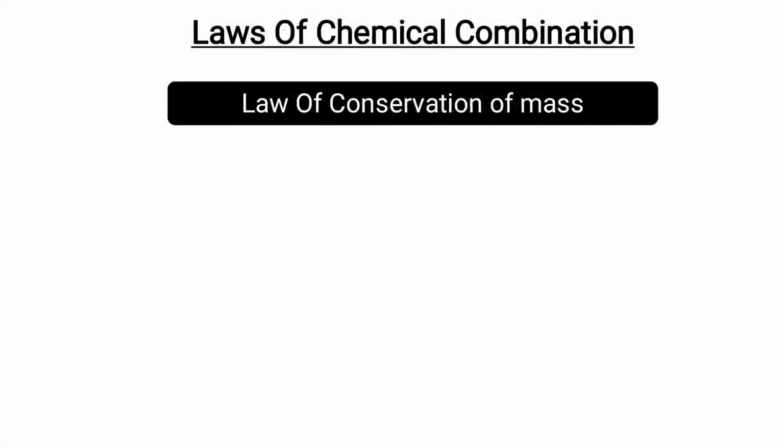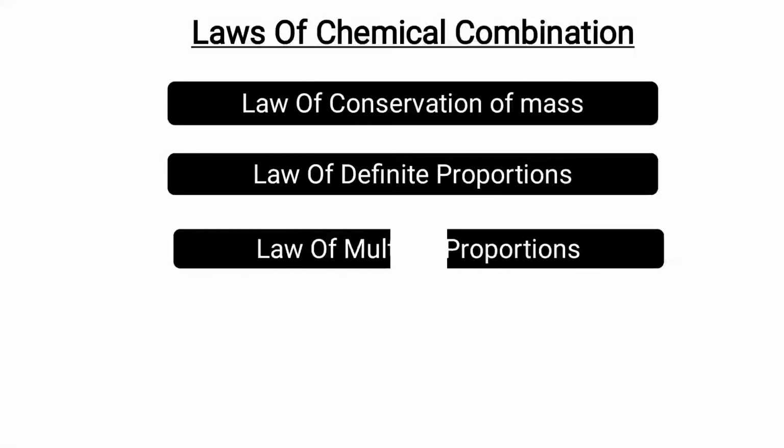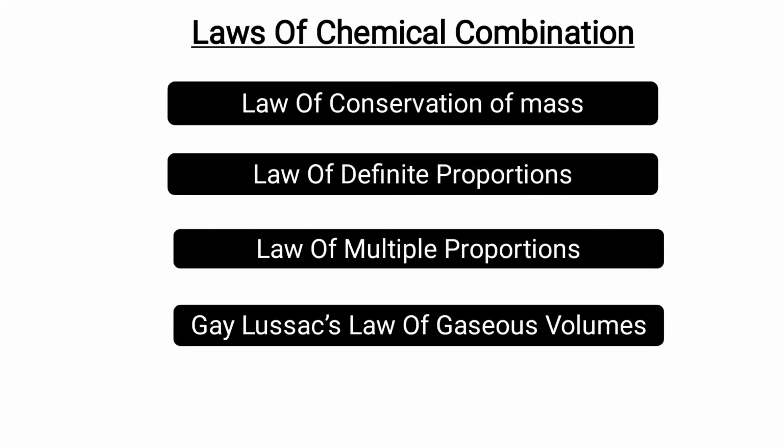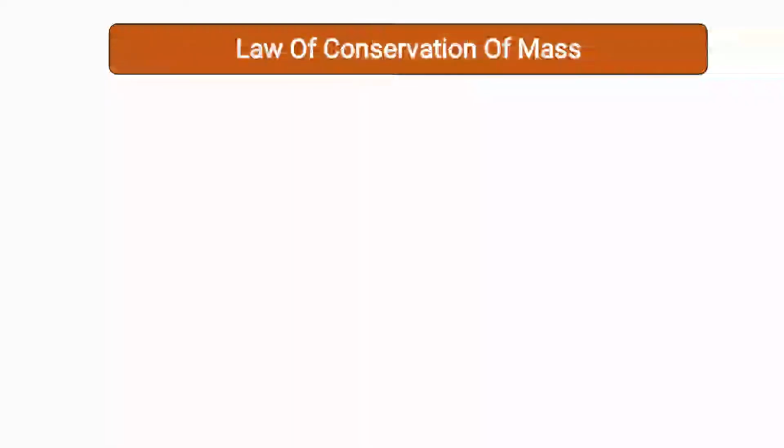They are the law of conservation of mass, the law of definite proportion, the law of multiple proportion, Gay-Lussac's law of gaseous volume, and the last one is Avogadro's law. So these are the five different laws. Going to the first law, that is the law of conservation of mass.